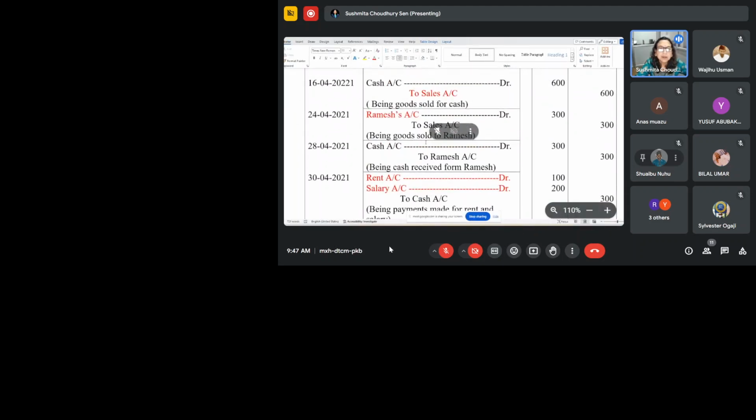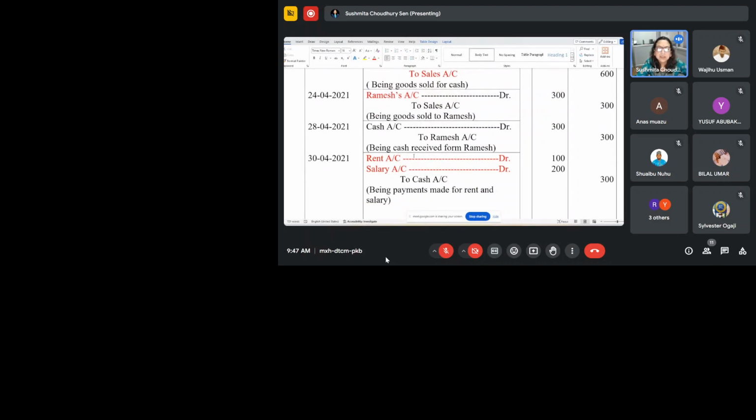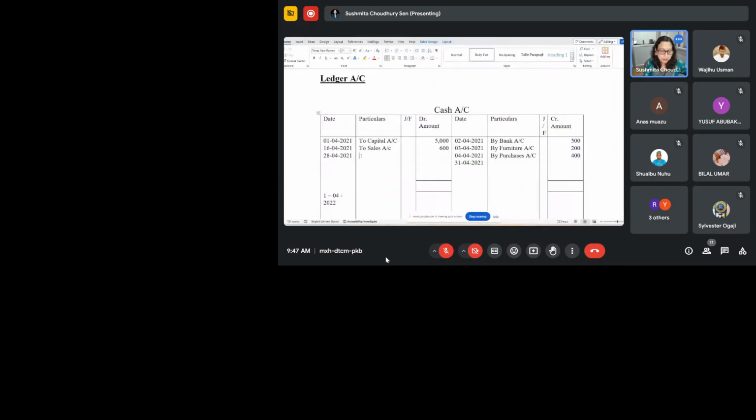Now the seventh one, here again there is no mention of cash, so we don't need to enter anything while preparing the cash account. We will refer to the next one, that is cash account debit to Ramesh account. Again we can mention to Ramesh account 300. To Ramesh account and the rupee is 300. So that is how we can prepare the accounts.